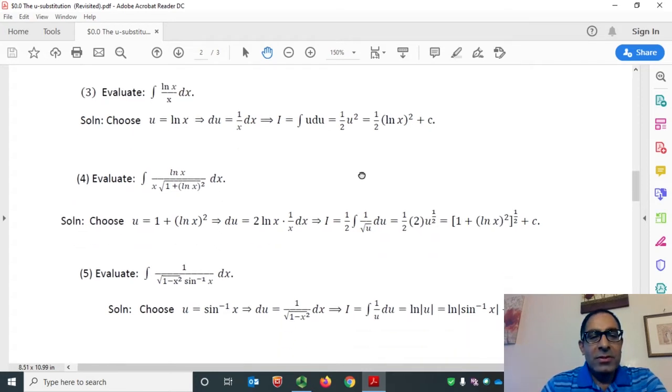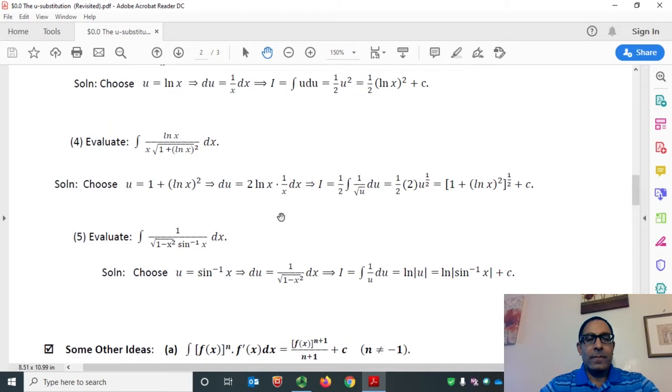Great. Now let's move on. Let's do example 4. Integrate ln x over x times the radical of 1 plus natural log of x squared, dx. Here the integrand function looks terrible, but it's actually not. So let's begin the solution. Choose u equals 1 plus natural log of x squared. Then take its derivative. So the left side is du, and on the right side, the derivative of 1 becomes 0. So I don't need to write the 0 there.